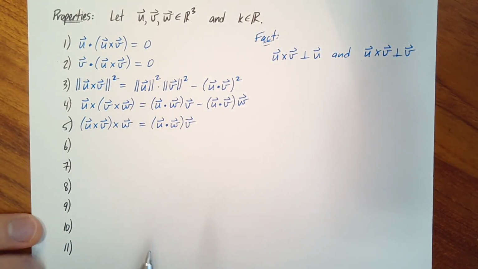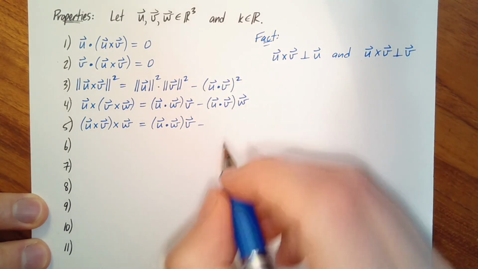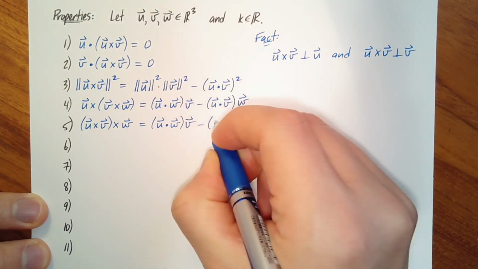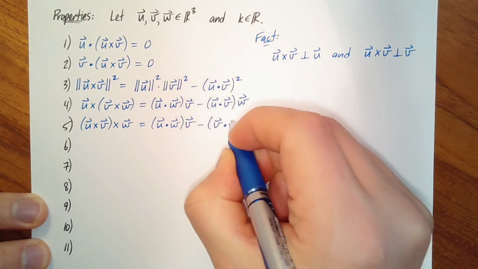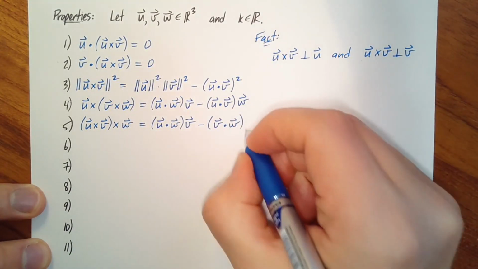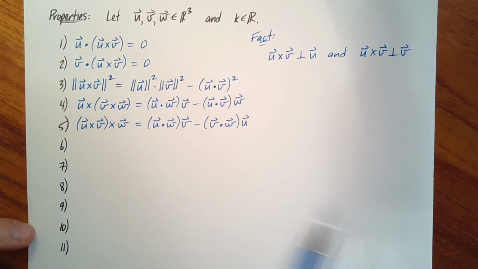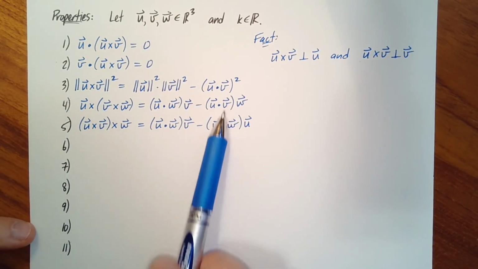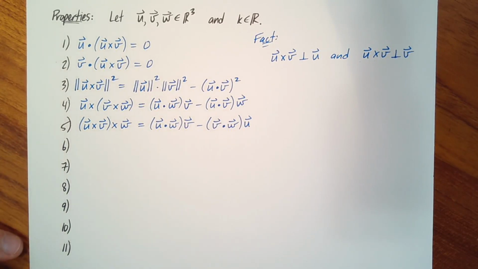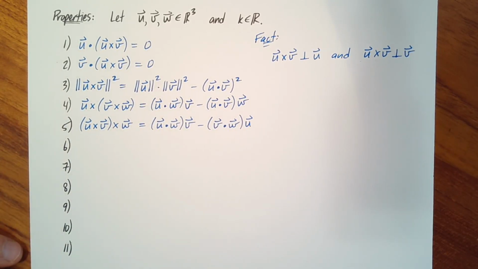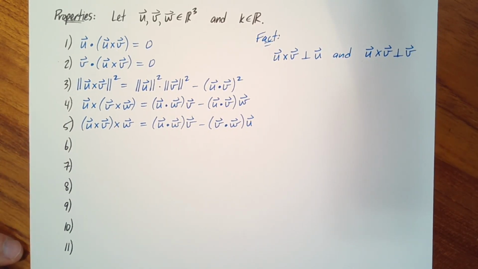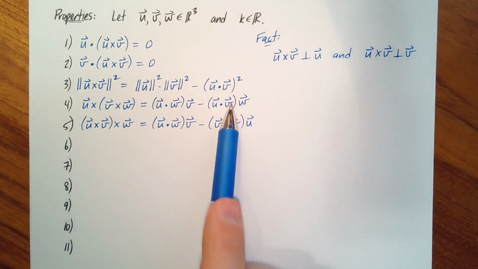But the second term is going to look a little bit different. You're going to subtract the dot product of v and w multiplied onto the vector u. Okay, it's actually worth noting something here: these second terms are not the same, at least not in general. Turns out in very specific cases they might be the same, but in general these second terms are different.